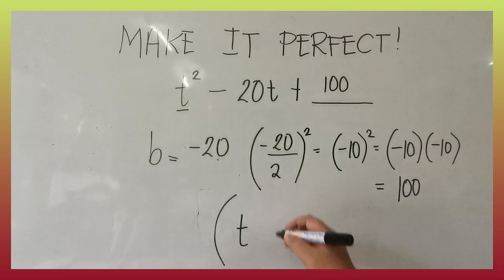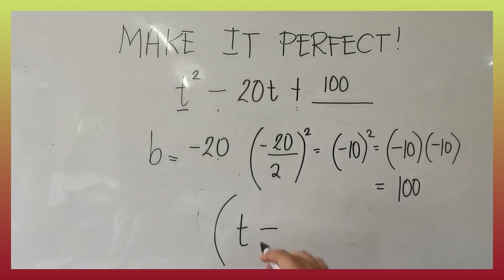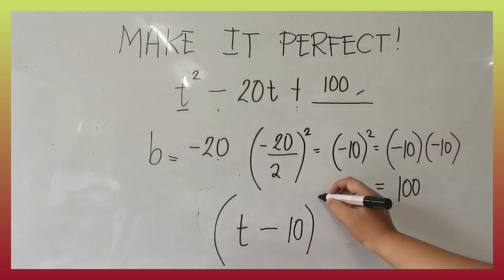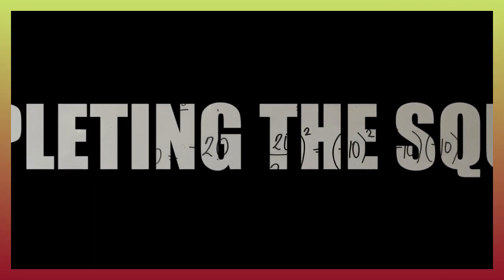Now, we need to put a minus sign because we have two different signs in our equation. We have minus and we have plus. So, we need to put the minus sign. So, we have t minus the square root of the last term, which is 100, is 10. Then squared. So the factor for t squared minus 20t plus 100 is the quantity t minus 10, squared.